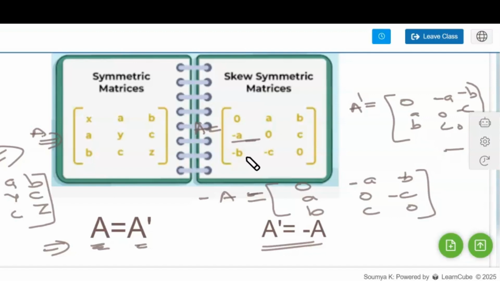And if you check both these matrices, they look the same. They are not different, they are the same. So A transpose equal to minus of A. This kind of property is shown only by a skew symmetric matrix. So the original matrix A, we call it a skew symmetric matrix.